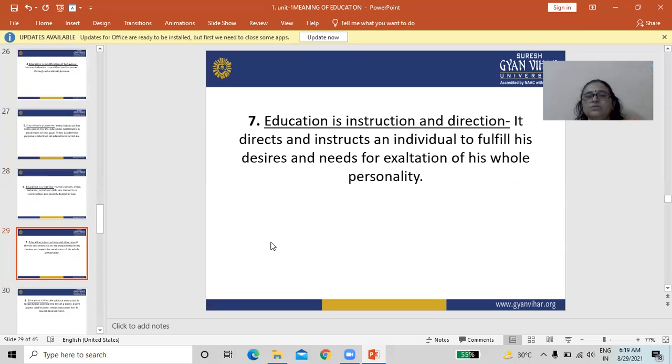Education is instruction and direction. It directs and instructs an individual to fulfill his desire and need for acceleration of his whole personality.